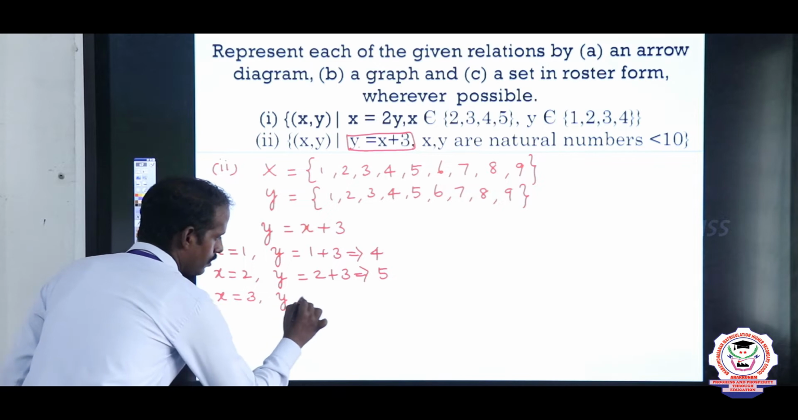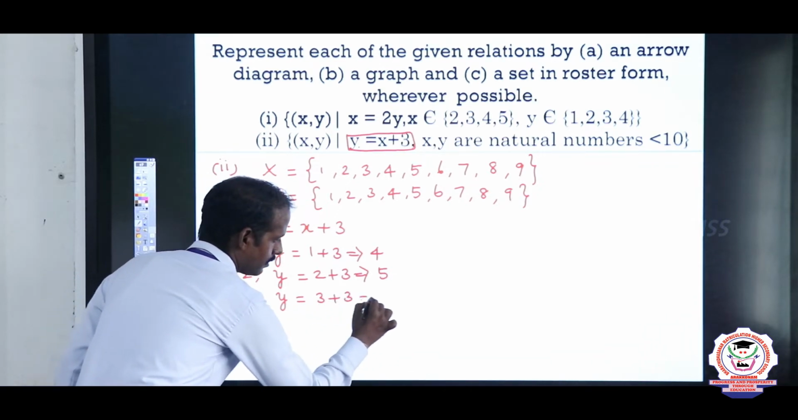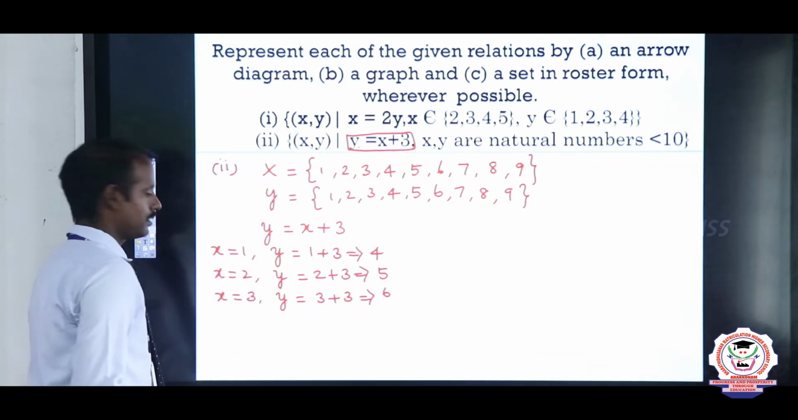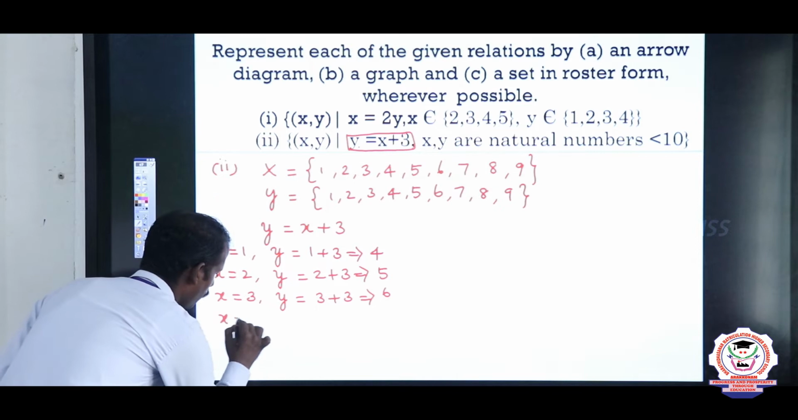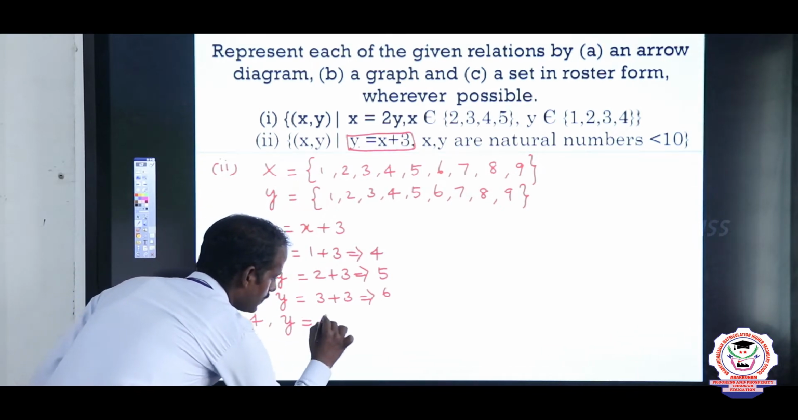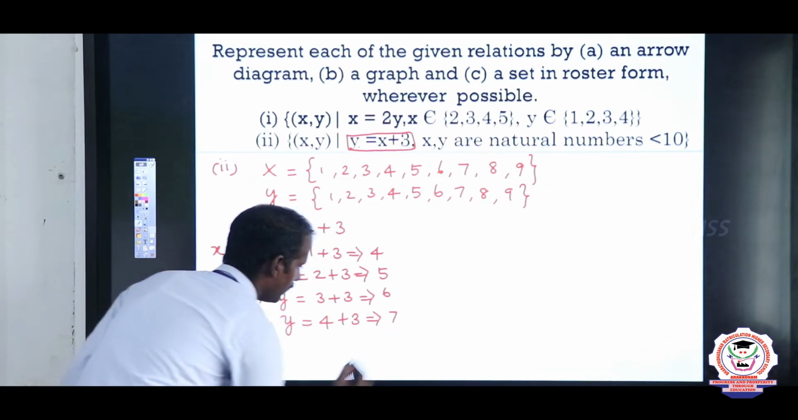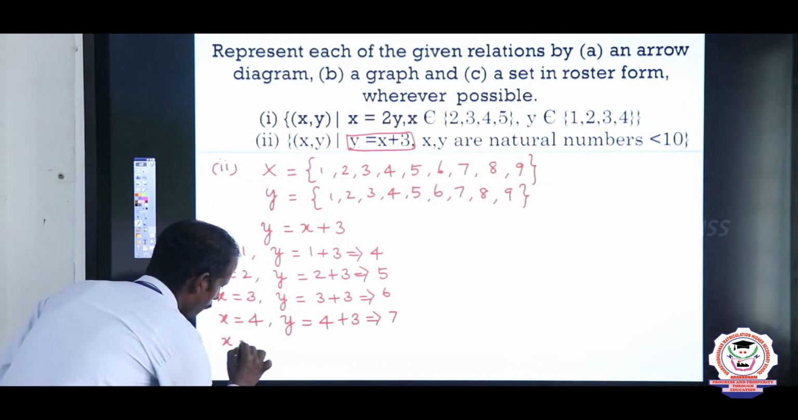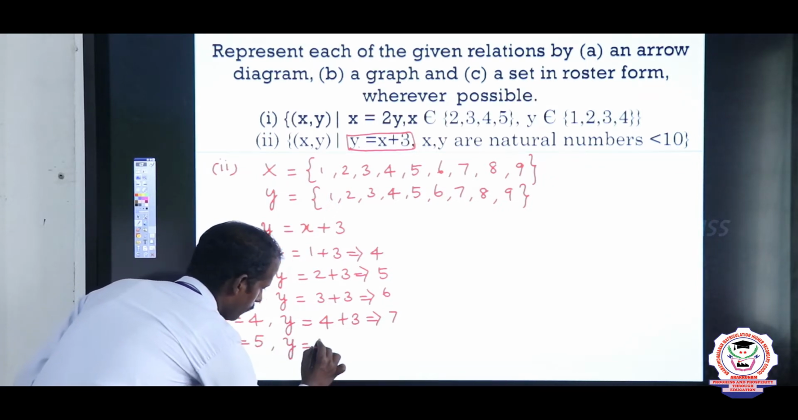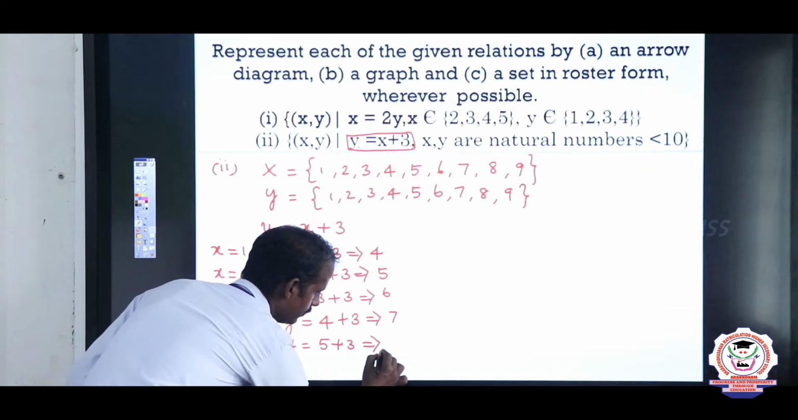Next, x equals 3. Then y is equal to 3 plus 3. So 3 plus 3, what is the value? 6. x equals 4, y equals 4 plus 3. So 4 plus 3 implies 7. Then x equals 5, so y equals 5 plus 3. So we will get the answer 8.